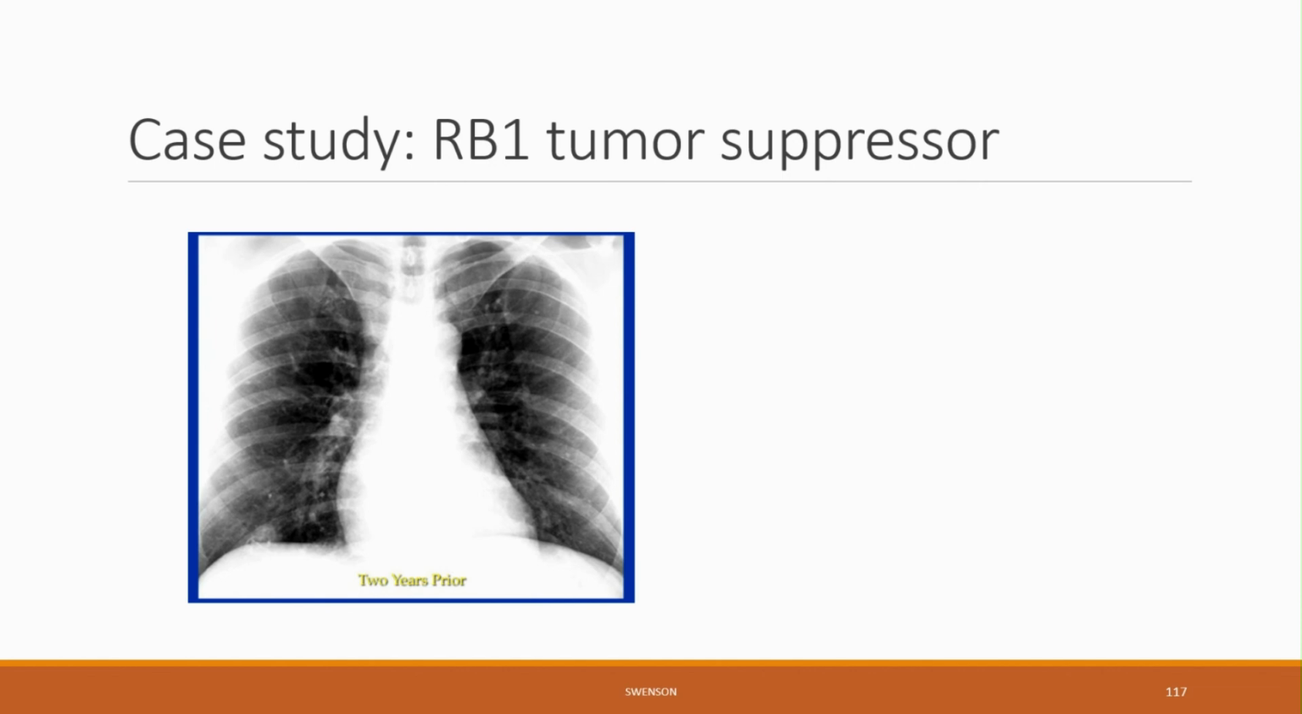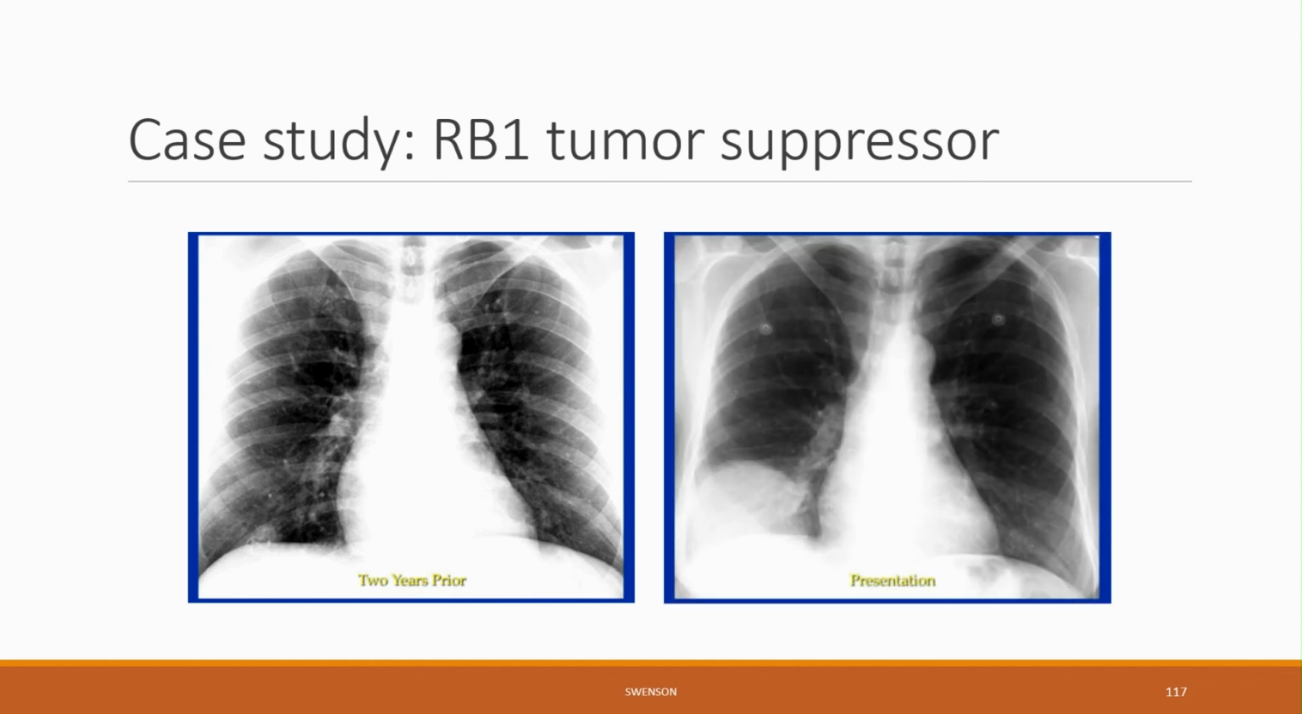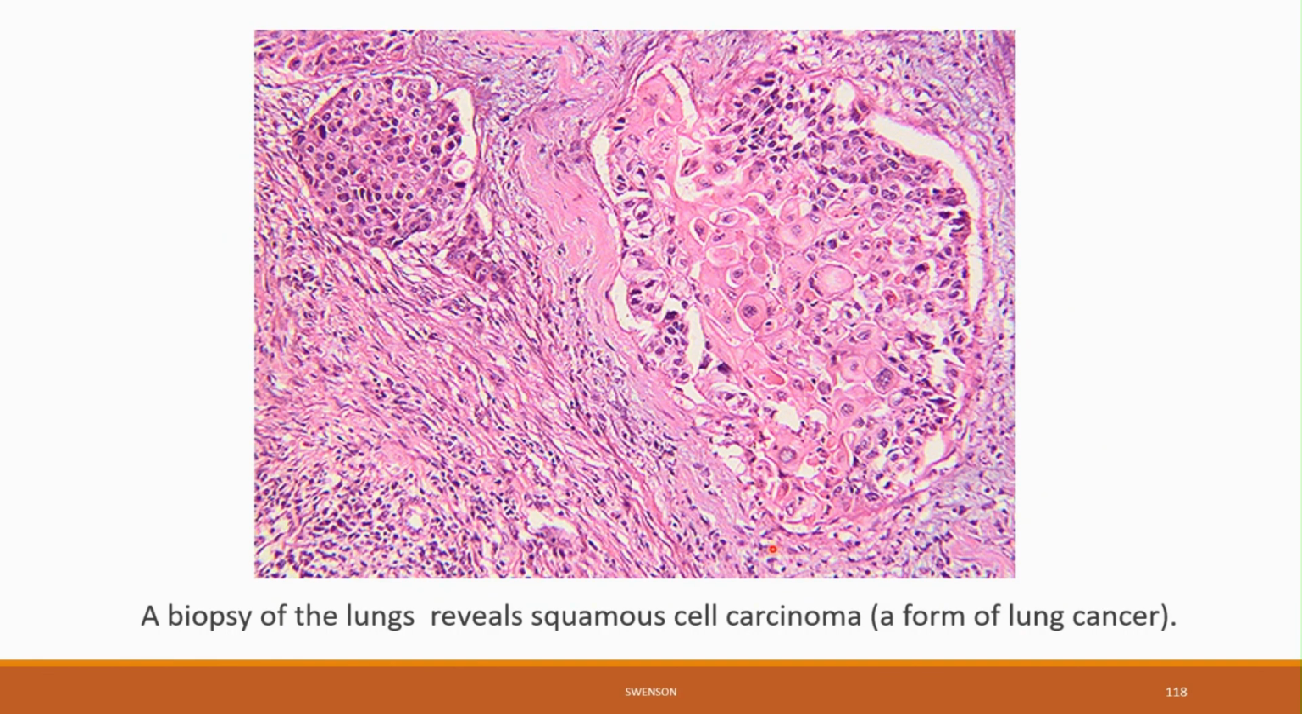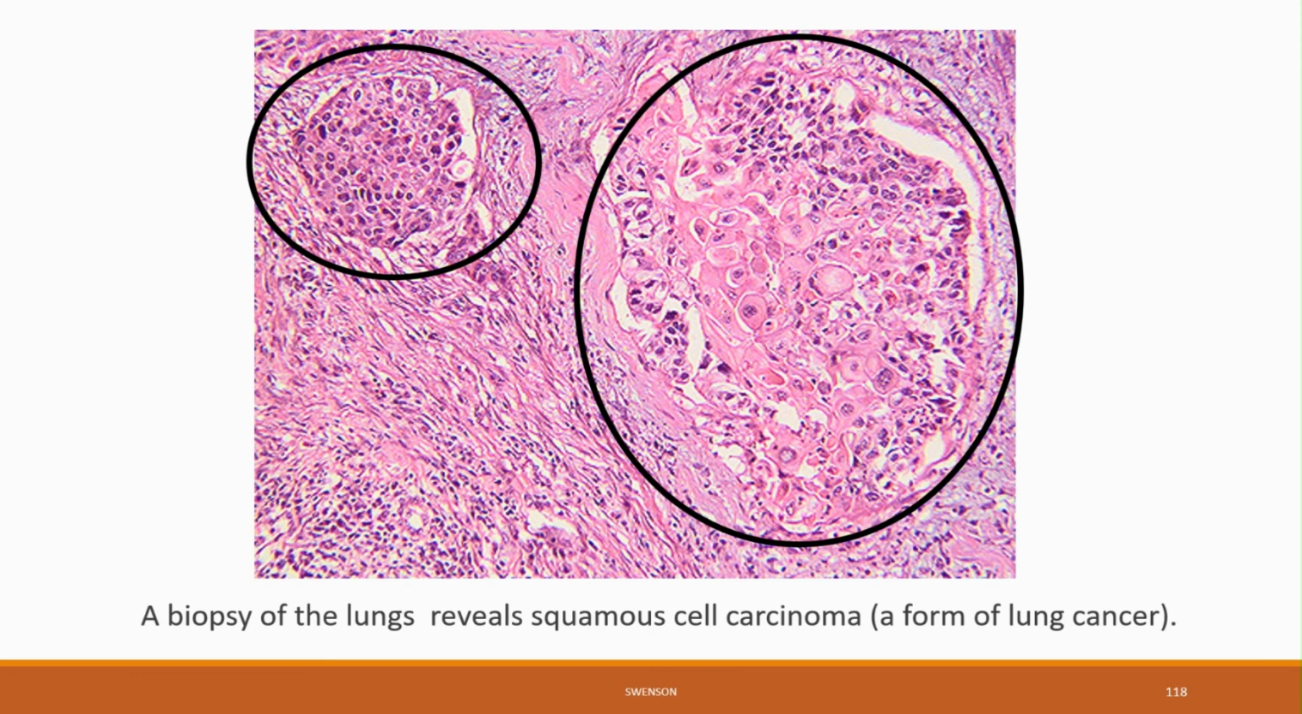Here's an x-ray of her lungs 2 years prior, perfectly healthy and clear. And currently, there is a tumor present in the lungs. A biopsy of that region of the lungs reveals squamous cell carcinoma from a lung. Squamous cells are when the cells enlarge and take on sort of a squarish shape. And this is an indication that those cells are cancer cells.